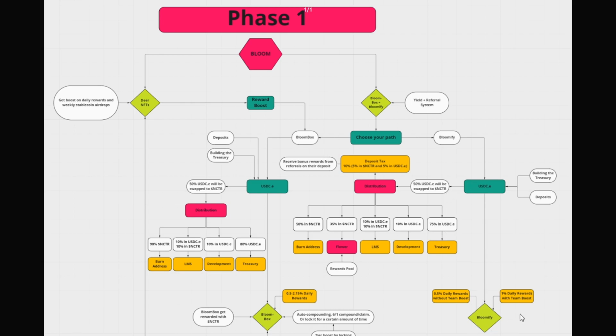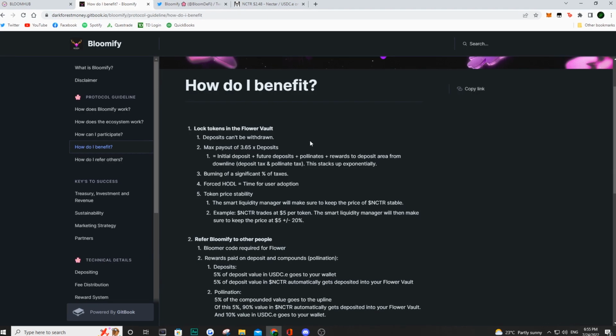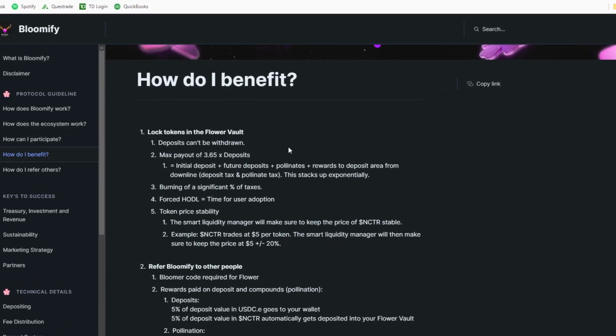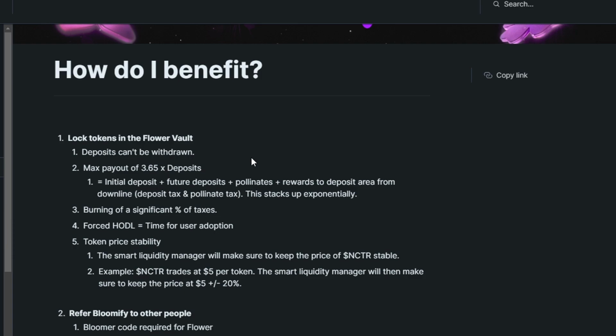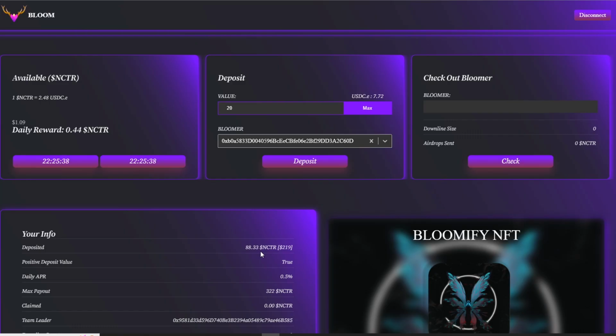Now, if we go down here, obviously with Bloomify, like we said, 0.5% daily rewards if you're without a team, and 1% if you are with a team. So if we talk about how you can benefit and potentially why you would want to invest in a project like this, the first thing we need to remember is that the deposits you make cannot be withdrawn. So basically the $200 I initially invested in this, I cannot take out. It's exactly like your nodes. You have a sunk cost, and then every single day you can come here and claim about 1% or 0.5% every single day, all the way up until you make that money back.